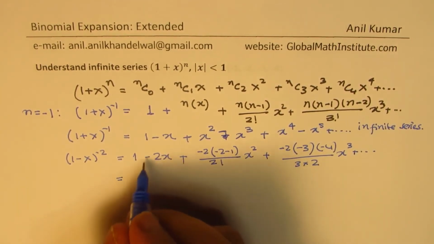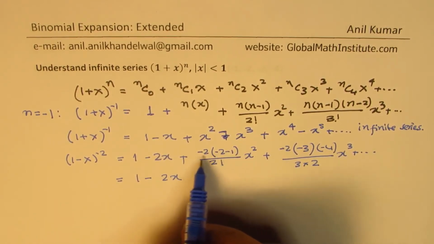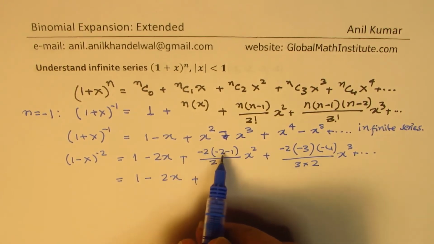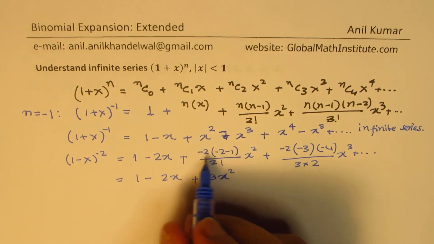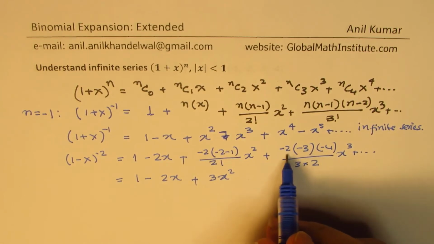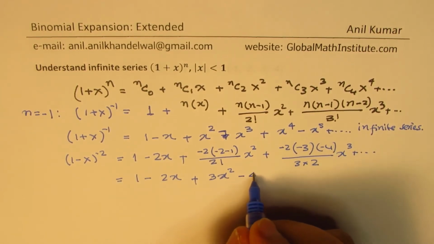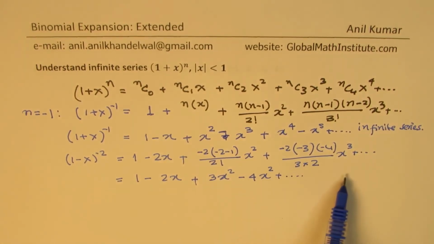So if you see this, what you really get is 1 minus 2x, and here we have two negatives, which makes it positive, and 3 times 2 is 6, so the 2 cancels and we're left with plus 3x squared. Now here the 3 times 2 cancels, and we're left with negative 4x cubed, plus so on. So this series is again not becoming 0. It is an infinite series. Do you see that part? So what we notice here is that the series actually expands.